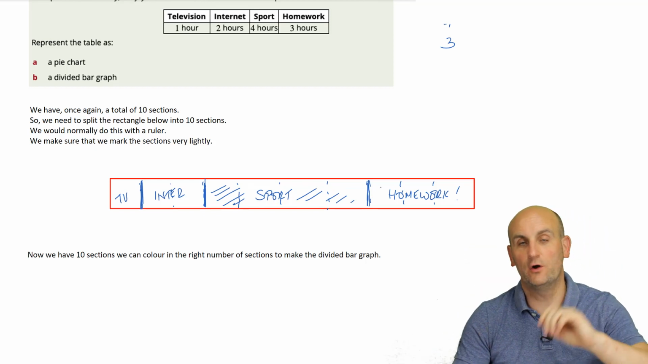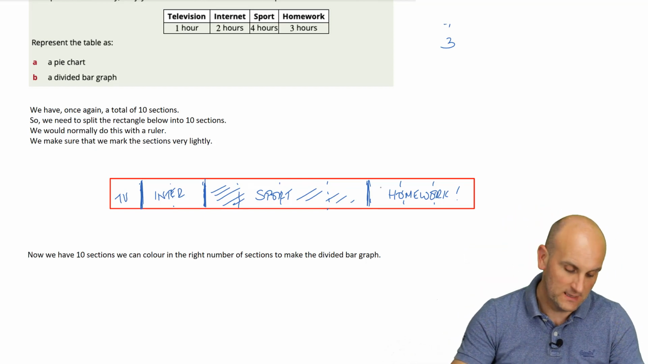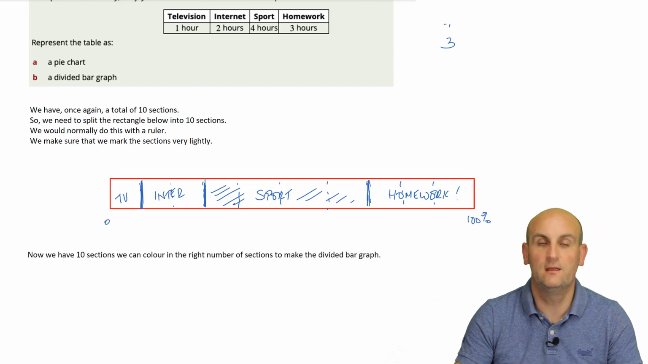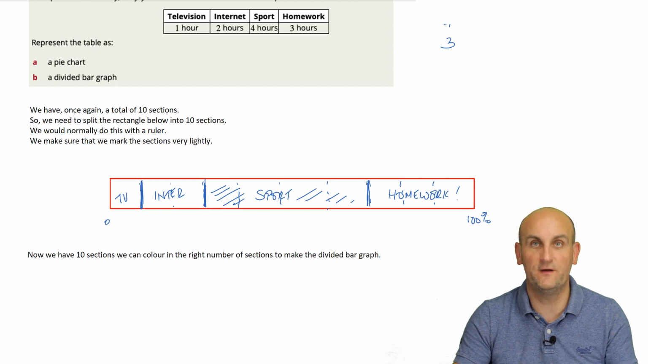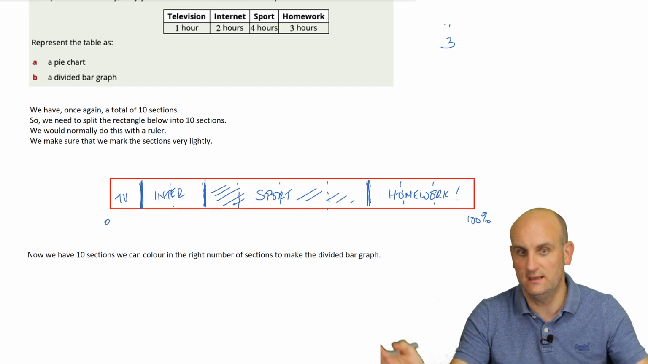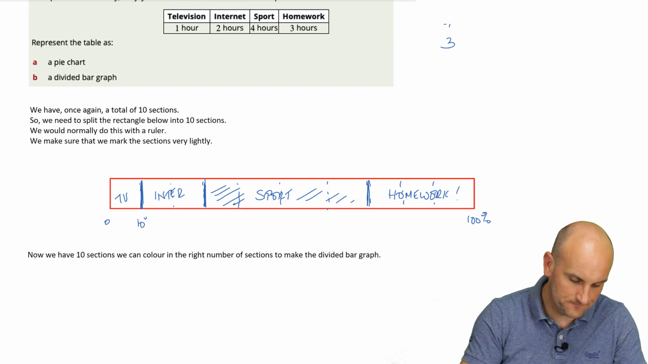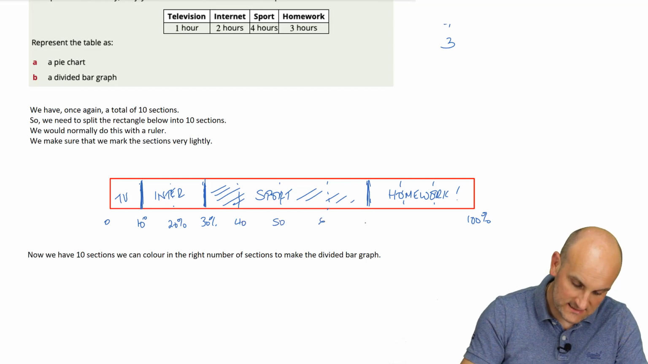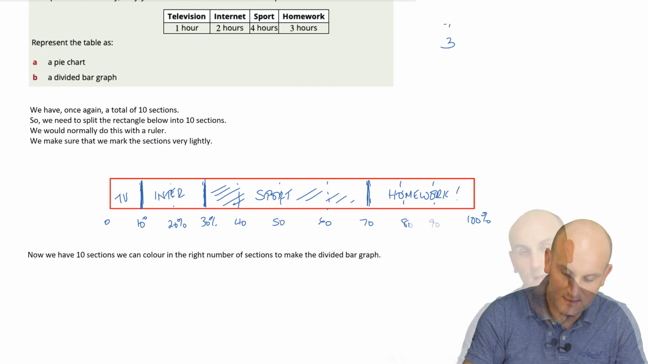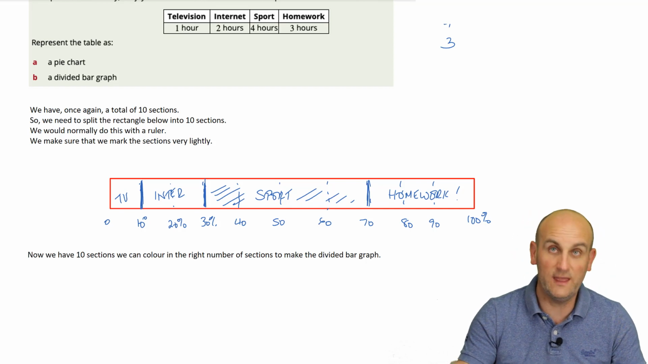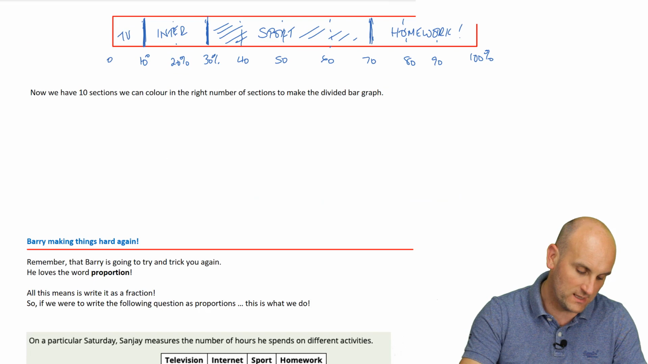Now, once again, though, we've got to put in our percentages, remember? So this has to be 0, and this has to be 100%. And because I've split my graph up into 10 sections, how many percent is each section? It's 10. So this is 10%, there's 20%, there's 30%, there's 40, 50, 60, 70, 80, 90, and there is my 100. Okay, so there we go. That is my divided bar chart.